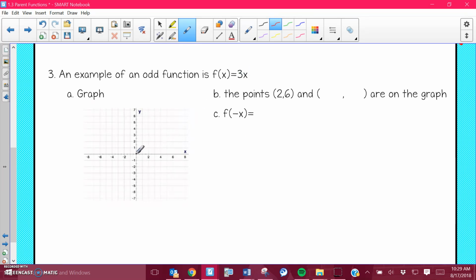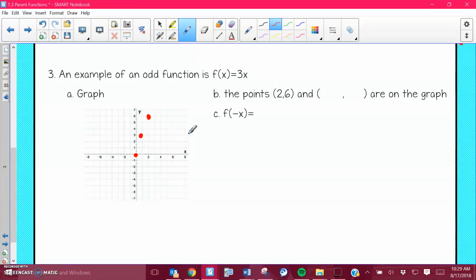If I plug in 0, I'm going to get 0, 3 times 0 is 0. If I plug in 1, I'm going to get 3 times 1 is 3. I'm trying to make sure I'm on my dots. And then if I plug in 2, I would get 3 times 2 is 6. Oh, I plotted that wrong, didn't I? I plotted 3, 3. It's 1, 3, and then 2, 6.